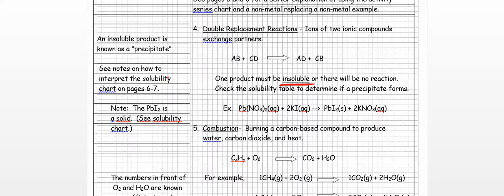Let's take a look at a specific example. Lead nitrate, aqueous, plus 2 parts potassium iodide, aqueous, yields lead iodide, solid, that's the precipitate right there, plus 2 KNO3, aqueous. That's double replacement. Let's finish this up with combustion.